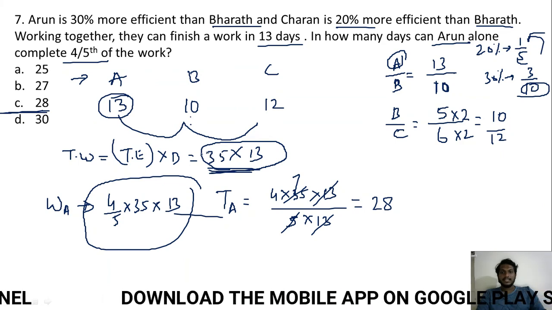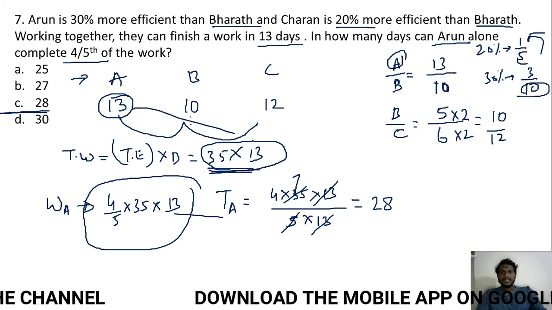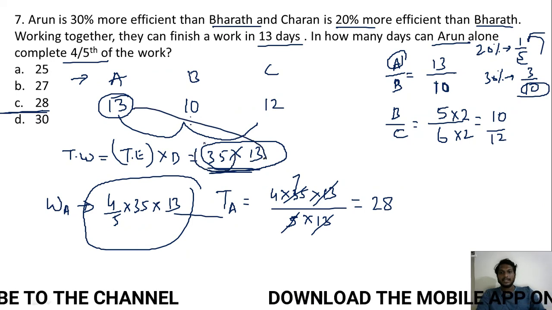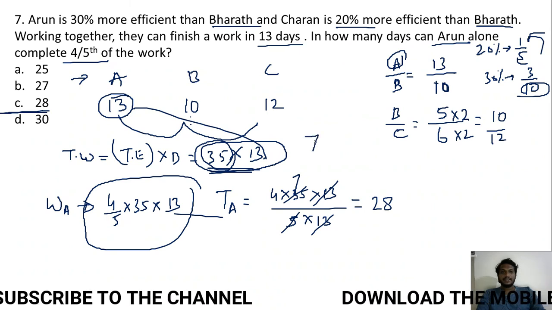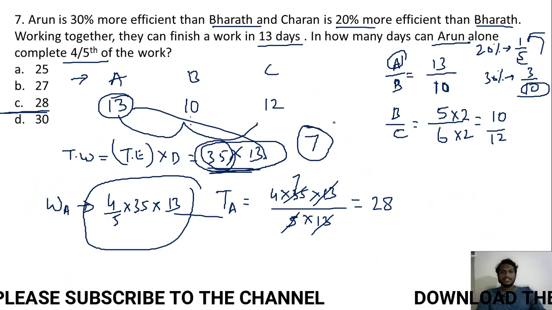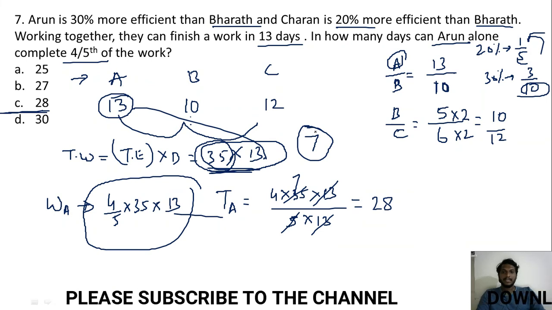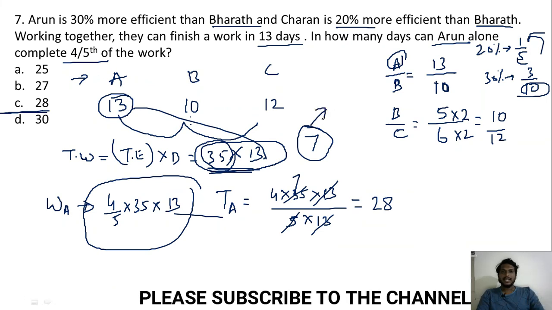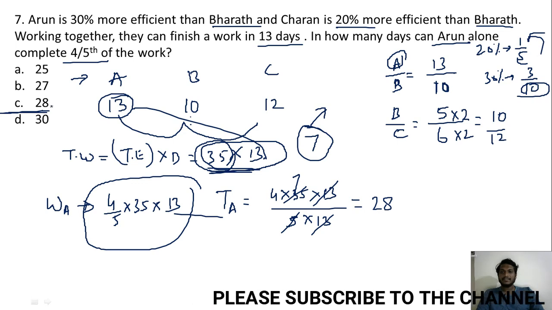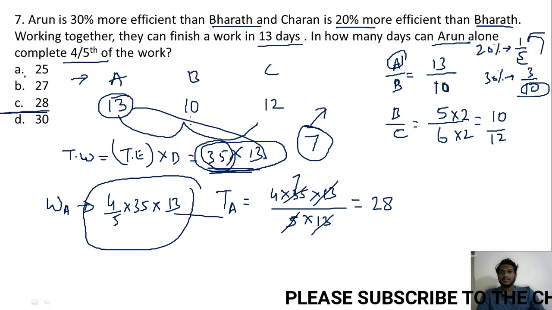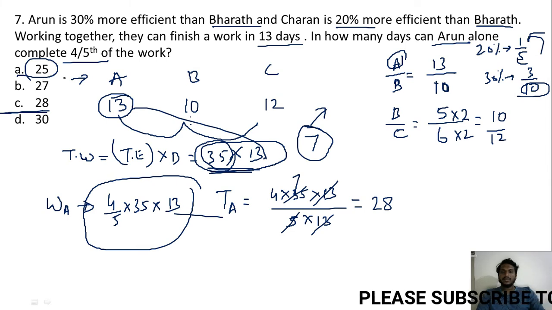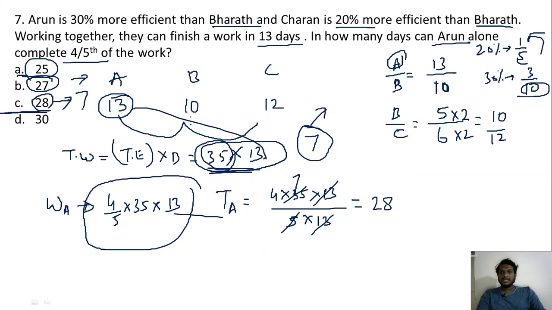How can we say that? Here 13 and 13 gets cancelled out, but here in this 35 we have prime number 7 which cannot get cancelled out by any means. So in the final answer we should have 7 as the multiple. So in option A you don't have 7 as the multiple. In option B also there is no 7 multiple, and in only option C you have multiple 7, that is, you have one of the factors as 7. So option C you can mark it straight away.